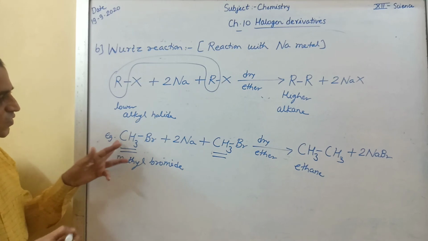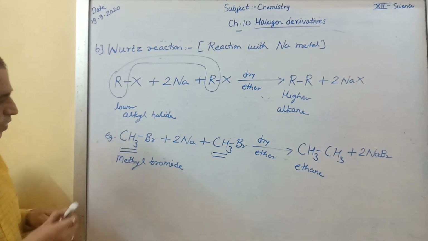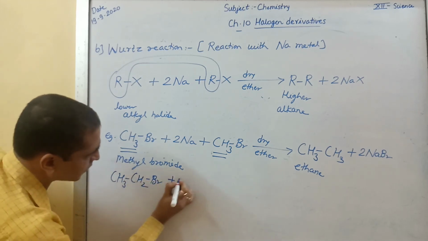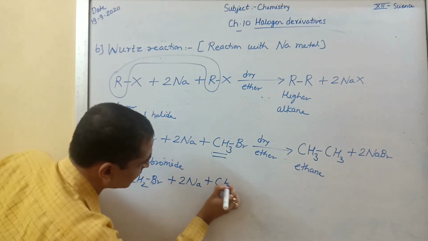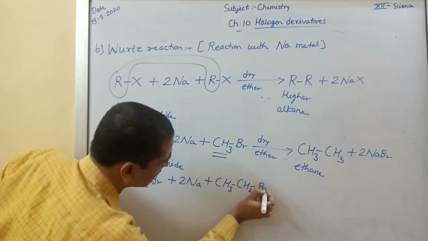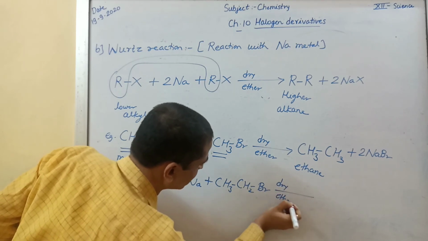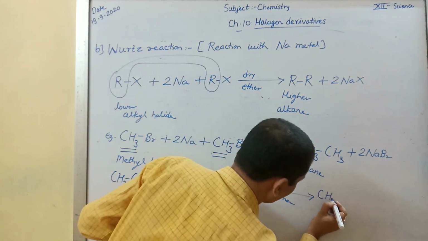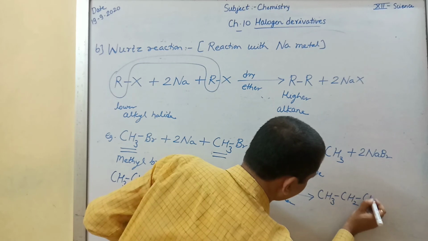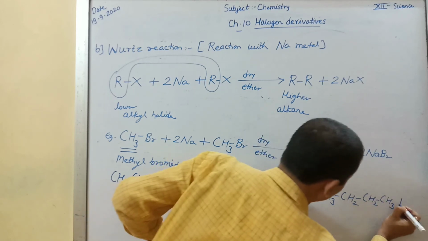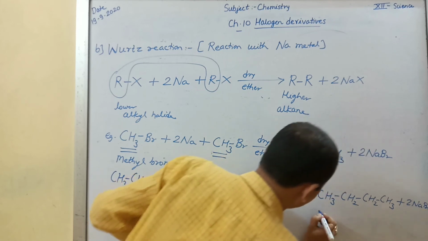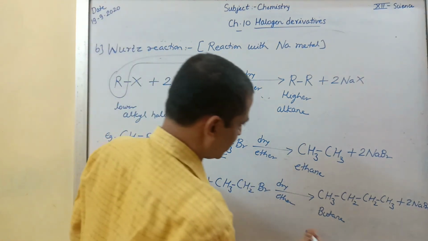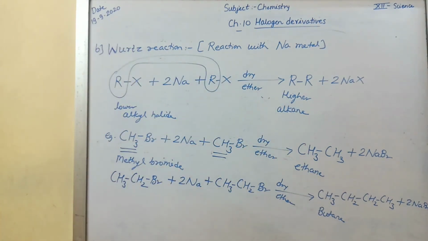If you put CH3CH2Br, then you get what? CH3CH2Br plus 2Na plus CH3CH2Br. Here again what happens? See, ethyl bromide contains 2 carbon atoms, so the product must contain 4 carbon atoms. So here you get CH3CH2CH2CH3 plus 2NaBr. That is what? Butane. Butane is the IUPAC name and the common name can be written as n-butane.